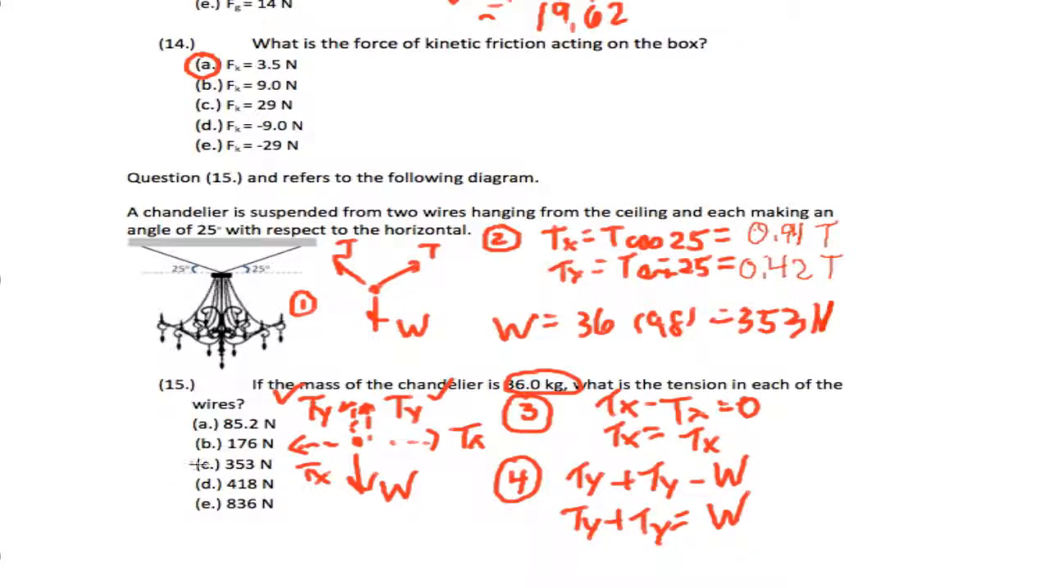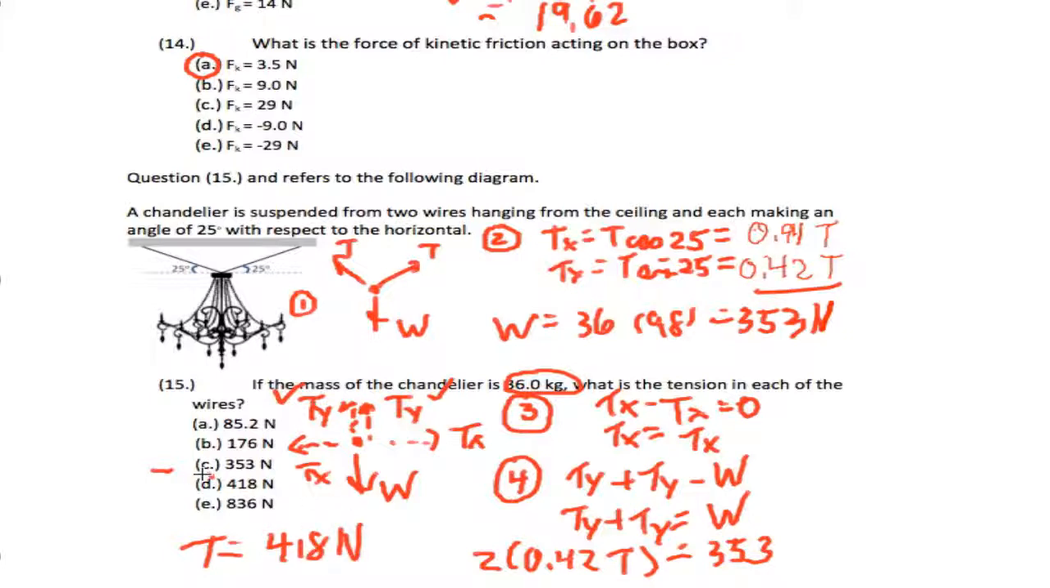And notice that's actually one of the choices here, and we do throw you off by doing that, so you've got to be careful, because that's not the answer to the problem. To get the answer to the problem, we go back to equation 4. We're going to put in 2 times, now Ty is 0.42 T equals 353. And when we finally solve for T, we're going to end up getting 418 newtons of force in each one of the wires. So this wire has 418 newtons, and this wire has 418 newtons. And that's the answer to the question.